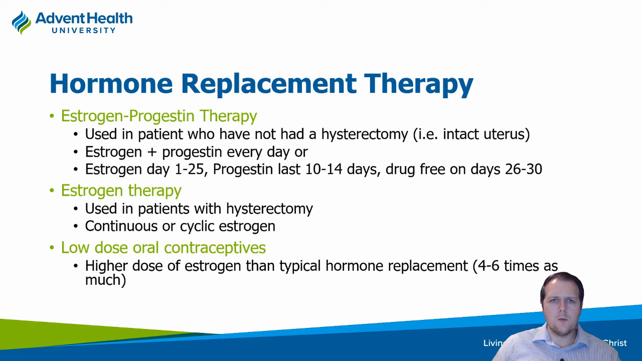Typically, though, when you're doing hormone replacement therapy, the doses are physiologic, meaning it doesn't really take a whole lot to replace what these patients are missing, versus using an oral contraceptive. When you're using oral contraceptives, you're trying to shut that ovarian function down as best you can, and so you're using much higher doses, like 4 to 6 times the physiologic effects.